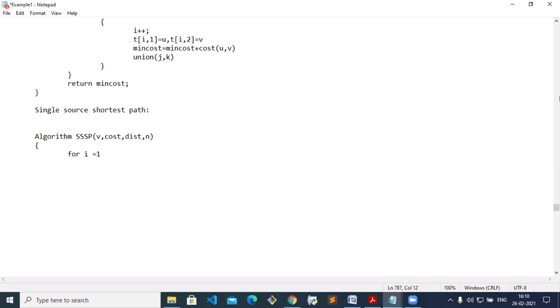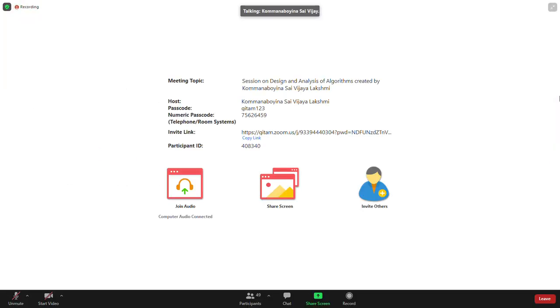For i equals 1 to n do, S of i equals false, and distance of i equals cost of v comma i. What does this statement mean? We'll see that using the whiteboard.